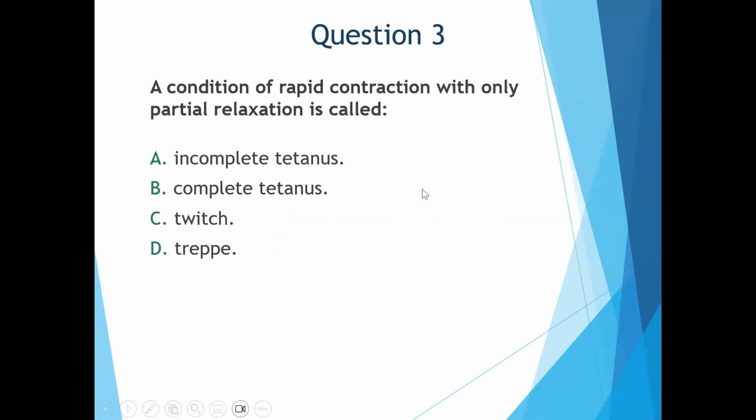All right, review question 3. A condition of rapid contraction with only partial relaxation is called incomplete tetanus, complete tetanus, twitch, or treppe.